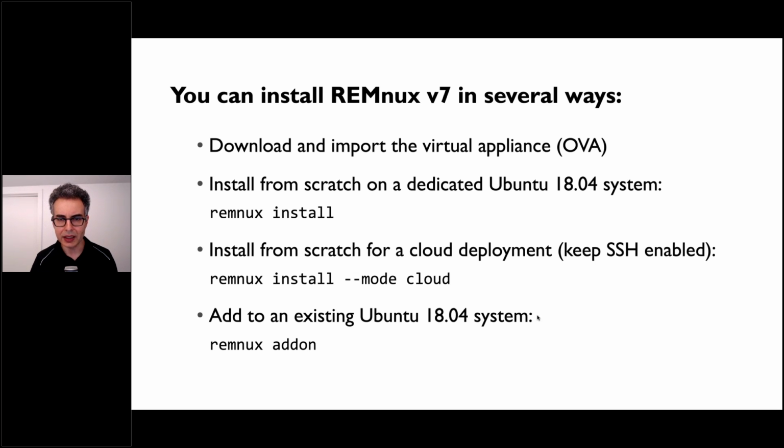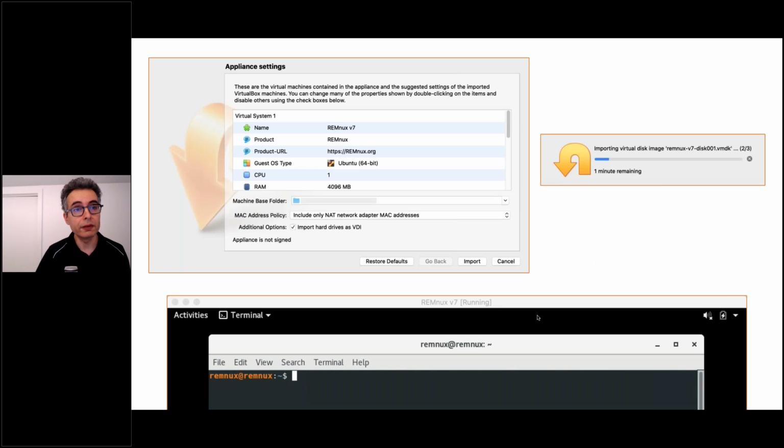Again, all of this is documented on the REMnux website, and I've got some screenshots to show you what it would look like if, for example, you're importing the REMnux OVA file into VirtualBox. Just a few clicks will allow you to import and then start up the REMnux virtual machine.